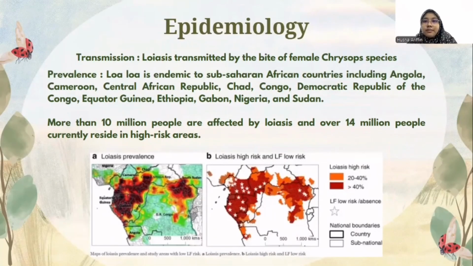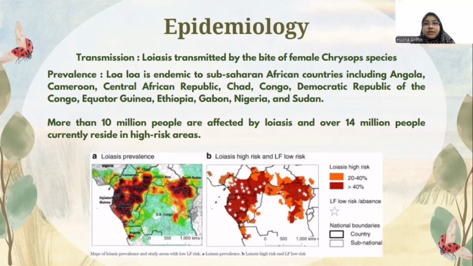So here is the epidemiology of this disease, loiasis, which is transmitted by the bite of the female parasite vector species. Loa loa is endemic to sub-Saharan African countries including Angola, Cameroon, Central African Republic, Chad, Congo, Democratic Republic of Congo, Equatorial Guinea, Ethiopia, Gabon, Nigeria, and Sudan. Millions of people are affected by loiasis, and over 14 million people currently reside in high-risk areas.